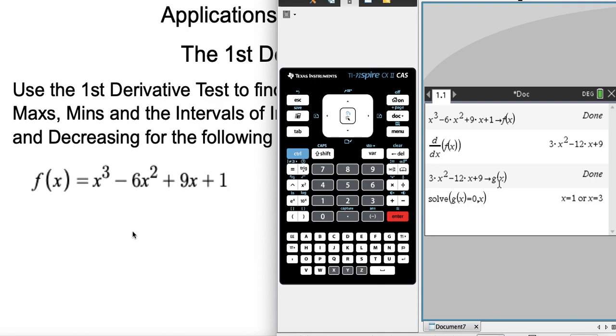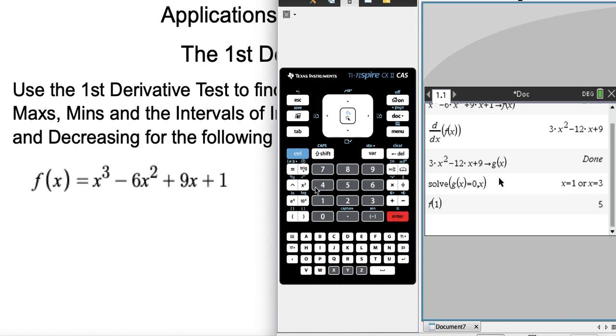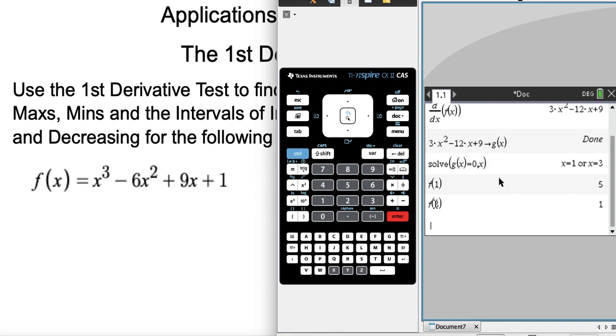So at this point, I'm going to record some of my information here. But before I do that, I have the x values, but I need the y values, right? In order to get the y values, you got to think going back to the original, right? Because we really want that actual point on the original function, which is f of x. So I put in 1, I get 5, and I say f of 3, and that gives me 1. So at this point, I'm going to record all this information before I do the rest of the problem.